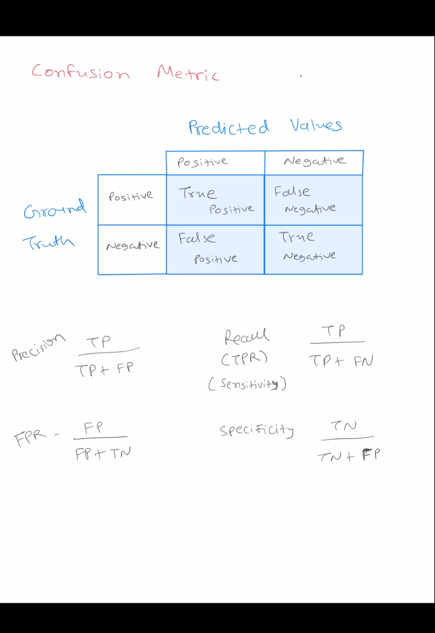So again, if you want to derive this, if you look at this table, we can get this using this row, right? True positive divided by true positive plus false negative.